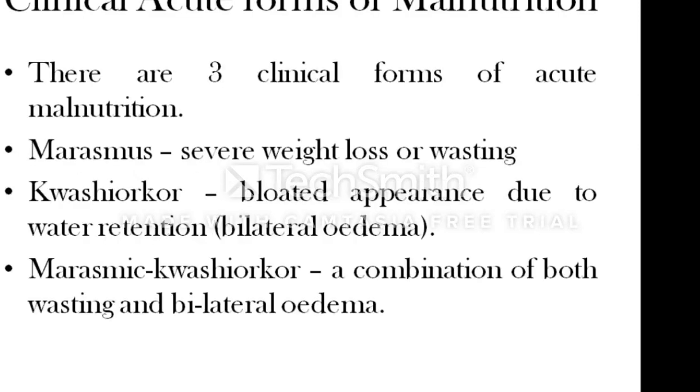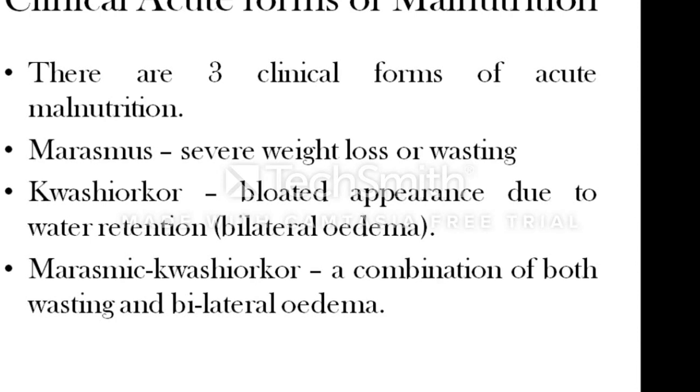So there are a number of clinical forms of malnutrition that we're going to talk about, but mainly I'm going to address the clinical malnutritions that we see in childhood. And here, the acute forms are of three kinds. We have marasmus, which is severe loss of weight or wasting. And we have kwashiorkor, which is a bloated appearance due to water retention. So this fellow may not appear malnourished because they have fluid retained. And the third one is a combination of wasting and edema, which is marasmic kwashiorkor. So marasmus is severe weight loss, and kwashiorkor is a fellow who is bloated.